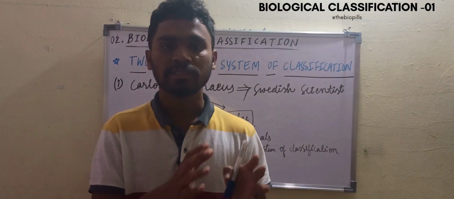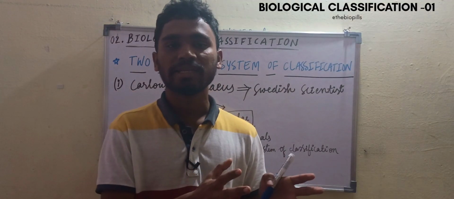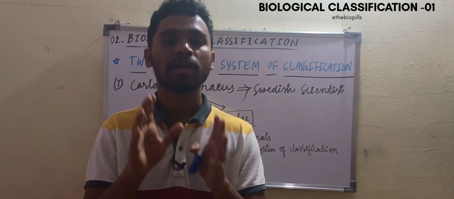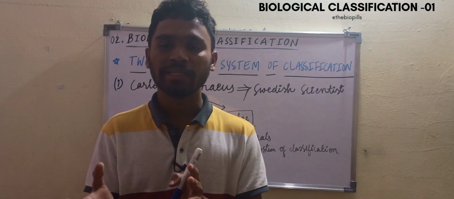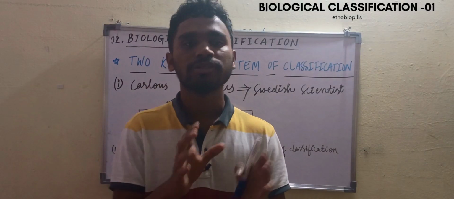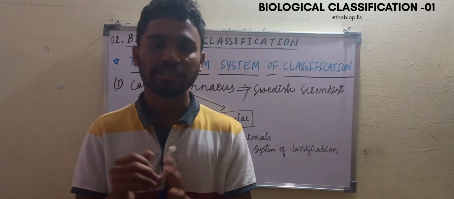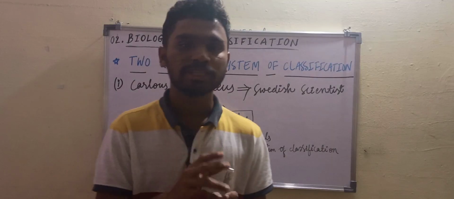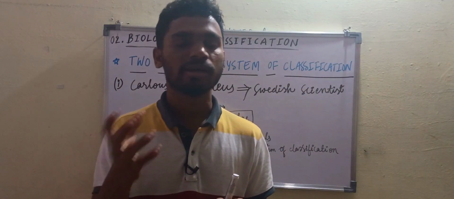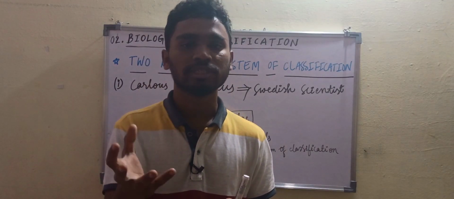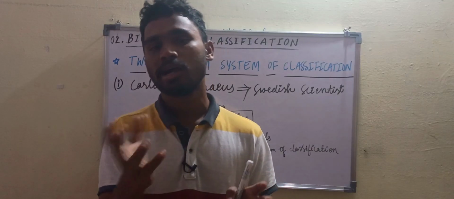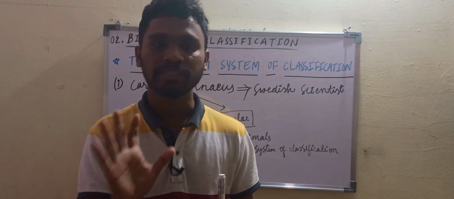And examples for prokaryotic cells are bacteria, cyanobacteria, etc. For eukaryotic cells, fungi, protista, etc. So this is the major difference between prokaryotic cells and eukaryotic cells. And another one is unicellular and multicellular. I hope most people know the definition of unicellular and multicellular, and it is very basic.